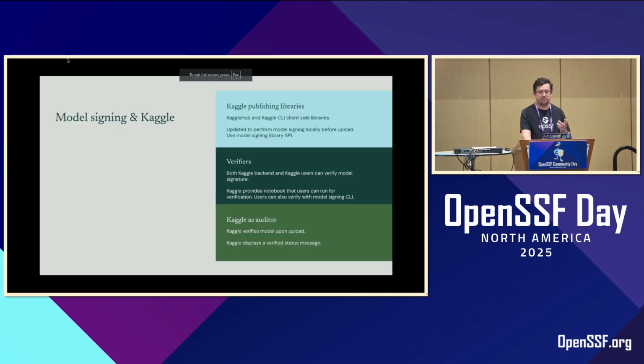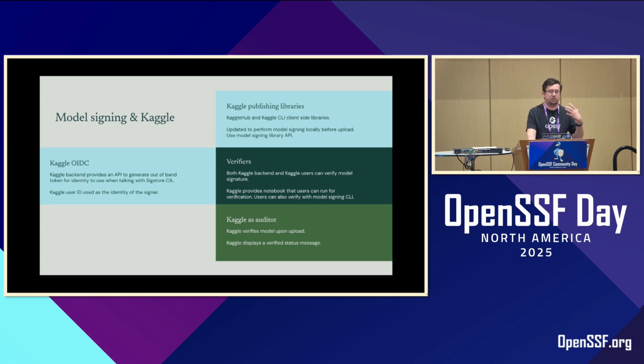OK, so summarizing, we have integrated model signing into the Kaggle publishing libraries. We have made Kaggle a verifier for the model signing, but users can still do that too, and made Kaggle an auditor itself for the signing process. And to integrate model signing with Sigstore into Kaggle, we had to make Kaggle an OIDC provider, such that when I did the upload behind the flow, I didn't need to provide my own credentials.